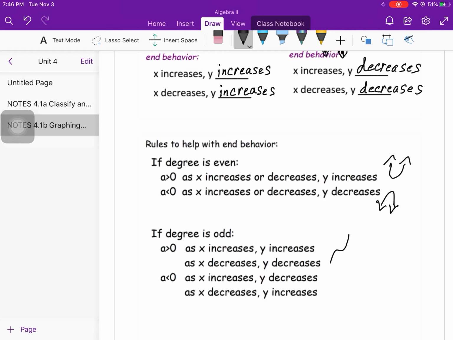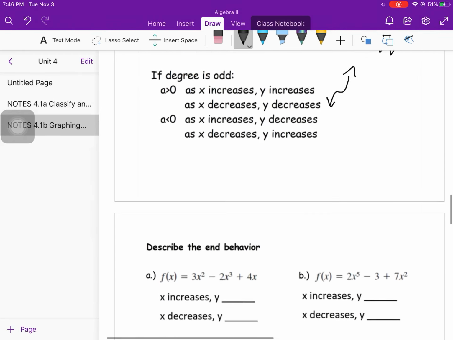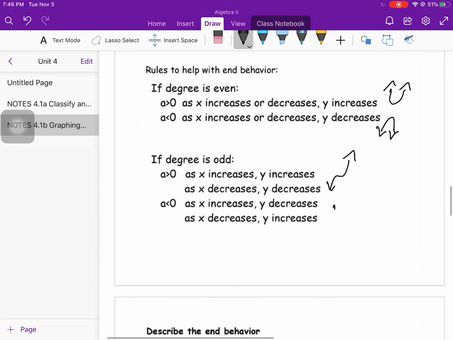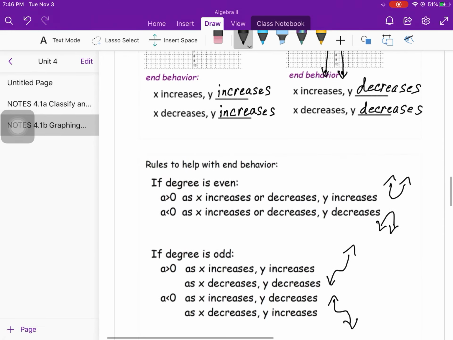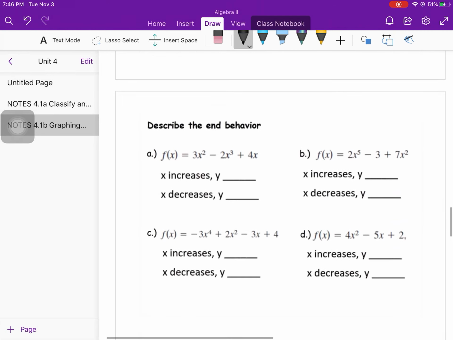Okay, if the degree is odd and a is greater than 0, it's going to look like this. As it goes to the right, it's going to go up, and as it goes to the left, it's going to go down. And then if a is less than 0, it's going to be the reverse. I like to think of it with these shapes because it gives us the direction that our end behavior should go, especially when we're graphing.